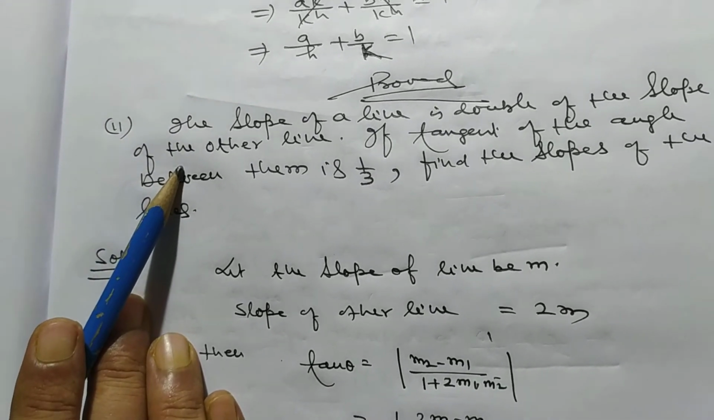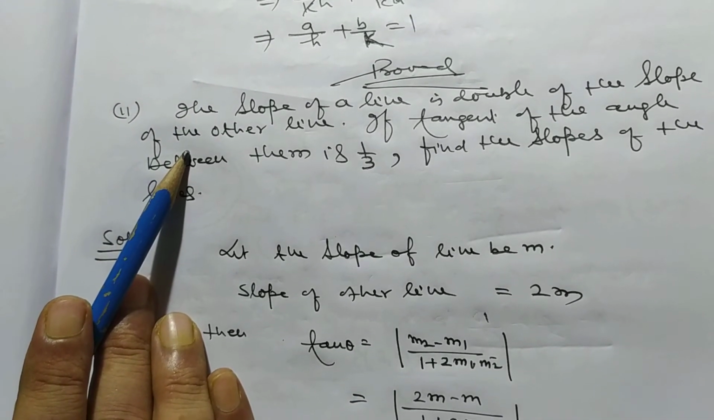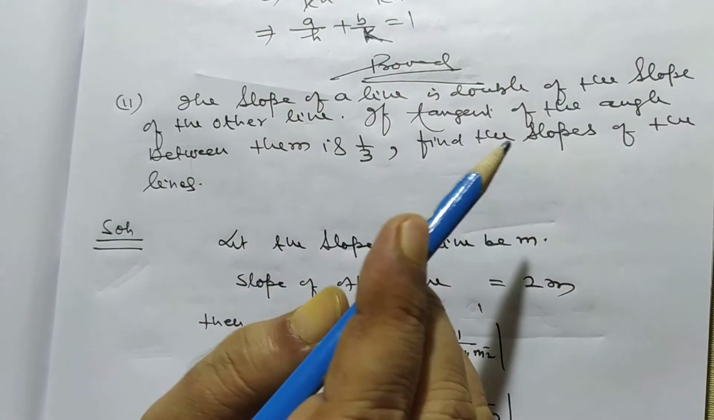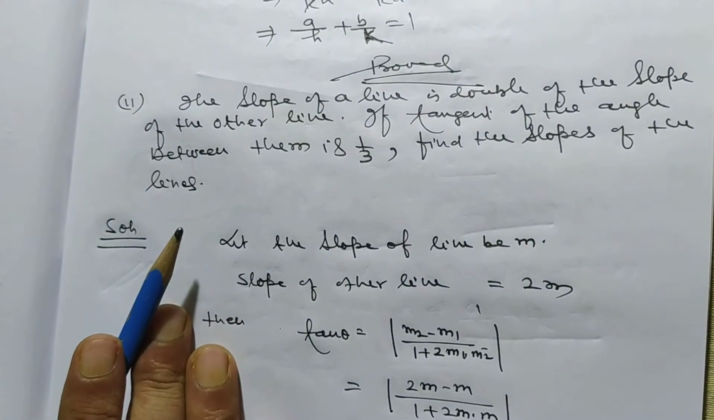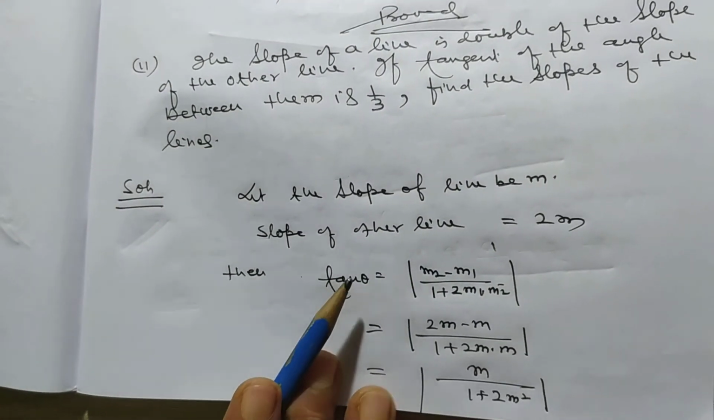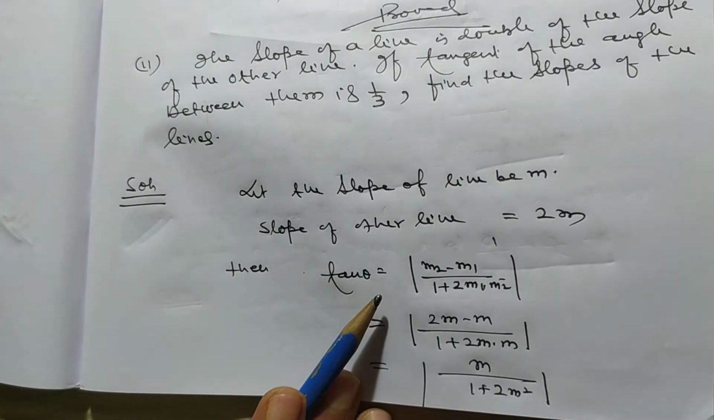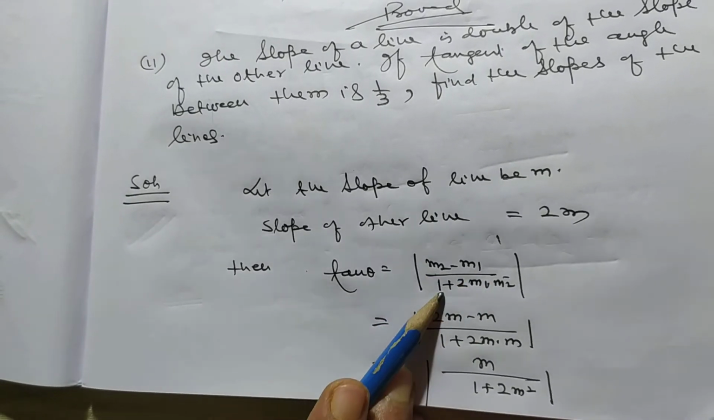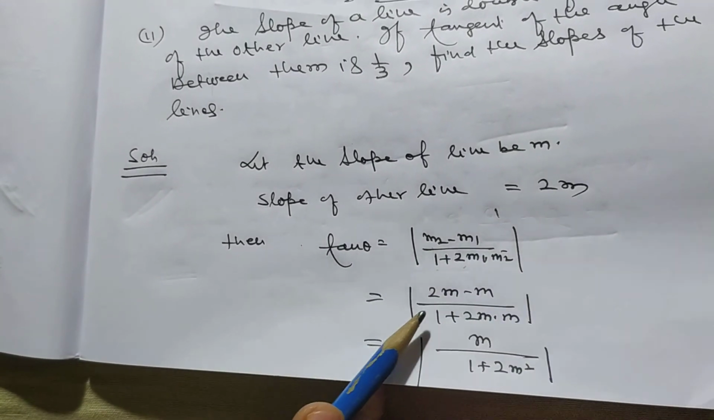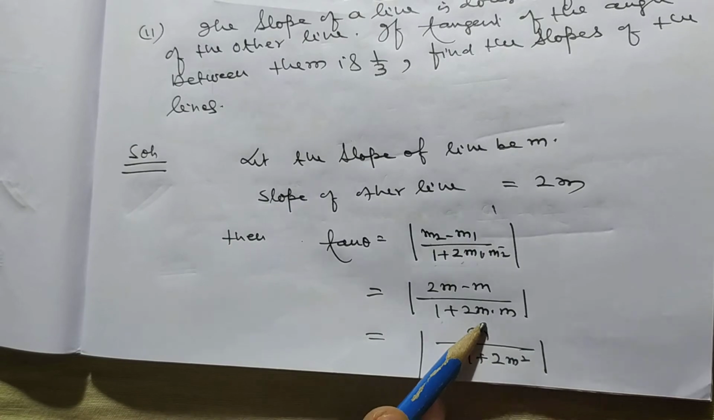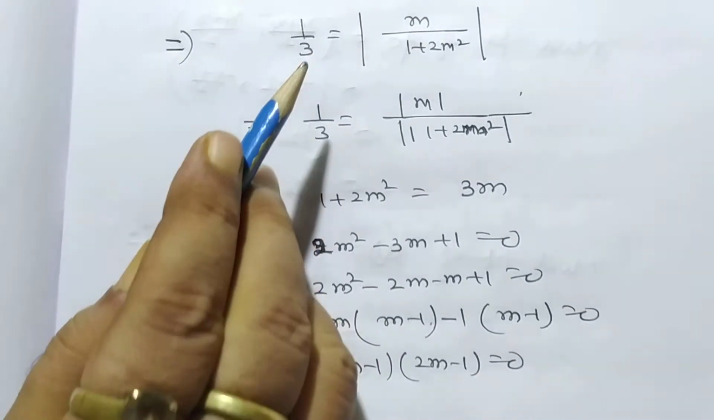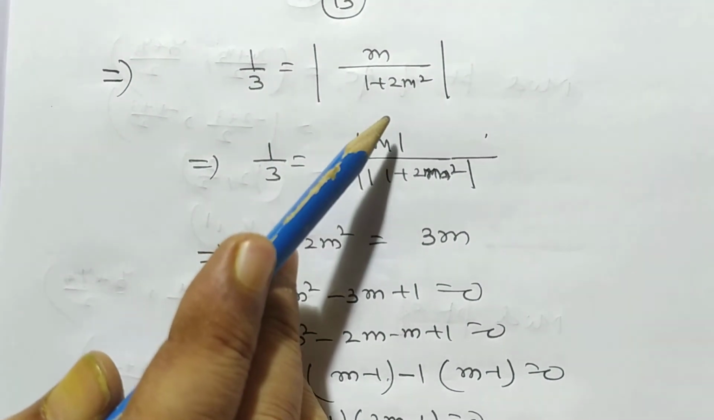The slope of a line is double the slope of the other line, and the tangent of the angle between them is 1 by 3. Find the slopes of the lines. My dear students, let the slope of one line be m and the slope of the other line be 2m. So the angle between the two lines is tan theta is equal to the modulus of (m2 minus m1) by (1 plus m1 m2), that is (2m minus m) by (1 plus 2m times m), that is m by (1 plus 2m square). And the value of tan theta is given as 1 by 3. So 1 by 3 is equal to modulus of m by (1 plus 2m square).